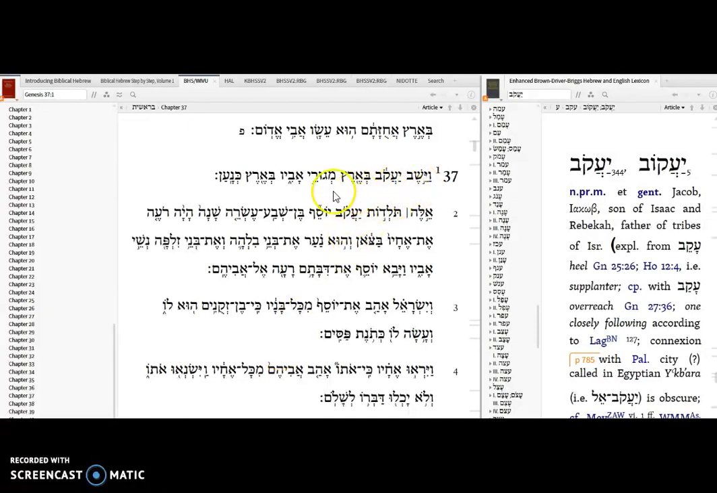Jacob dwelt in the land of the sojournings of his father is how it all begins, with the Vav consecutive form, and sojournings of, and then his father. Anyway, hope you enjoy doing the homework, and we'll talk to you later.